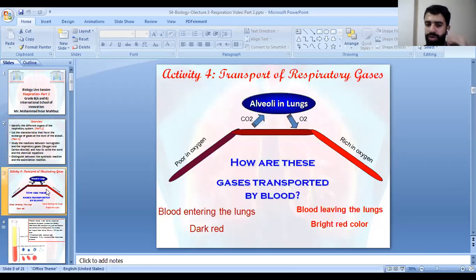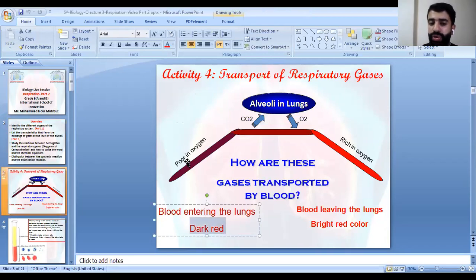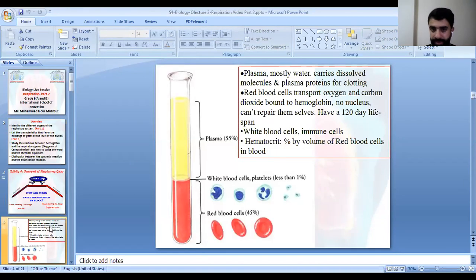In this figure, we're going to talk about blood entering the lungs. It has a dark red color. Why? Because it's poor in oxygen. While leaving, it's going to be bright red in color. Why? Because it's rich in oxygen. At the level of the alveoli, carbon dioxide will diffuse from the blood, a medium rich in carbon dioxide, toward the lungs, while oxygen will diffuse from the lungs toward the blood. And this explains the bright red color of the blood leaving the lungs, since it becomes rich in oxygen.